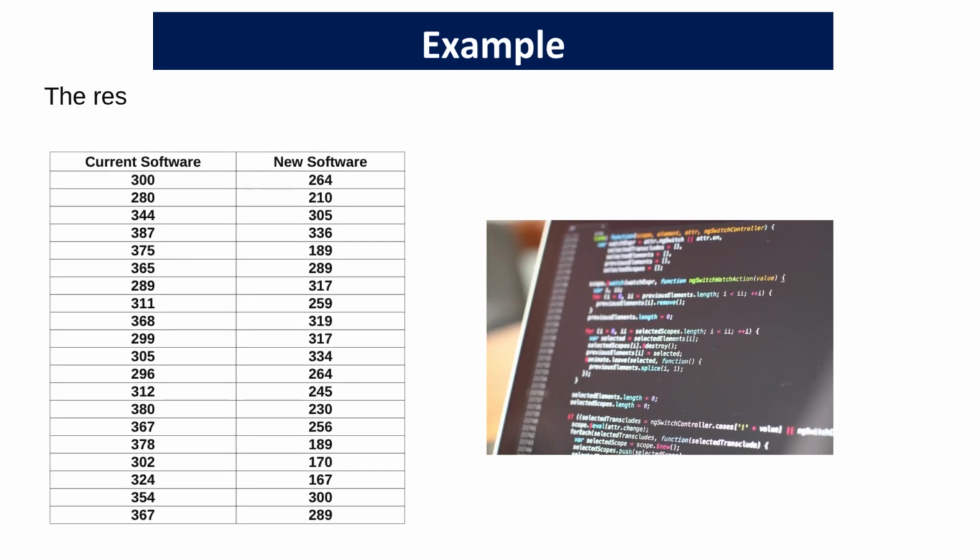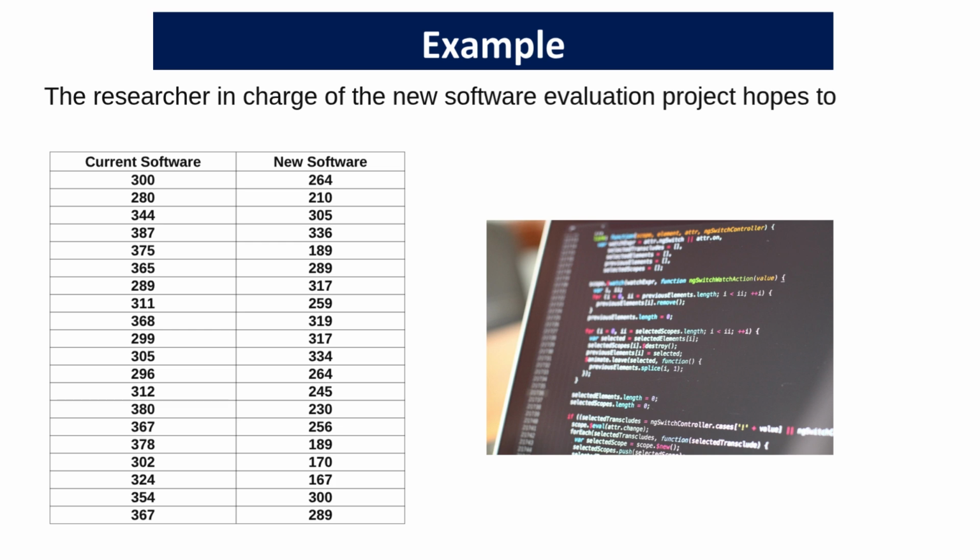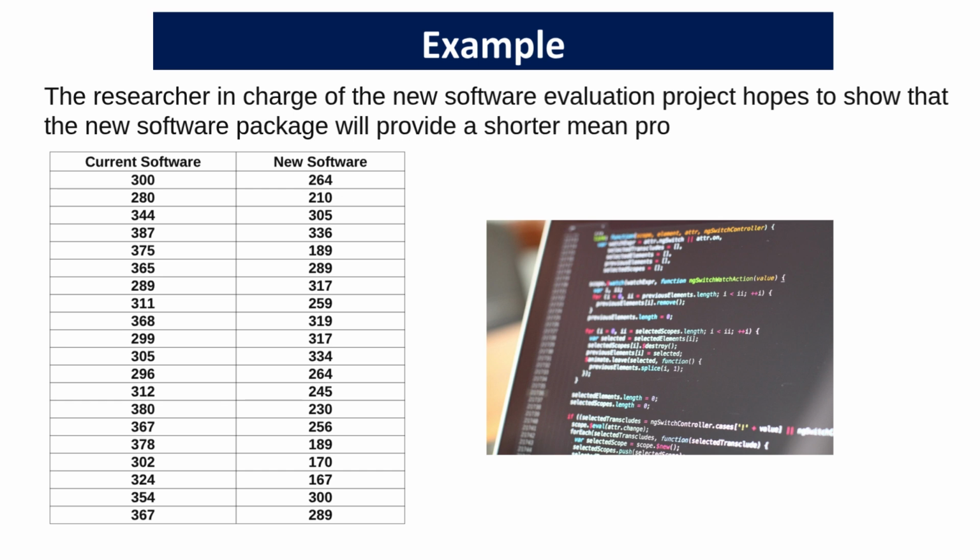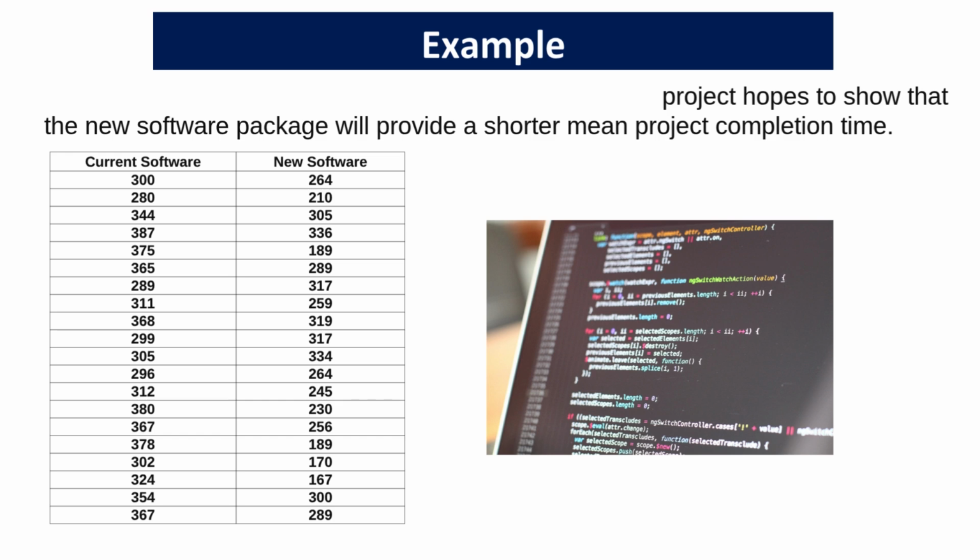The page provided shows an example of a software evaluation project where the researcher hopes to demonstrate that the new software package will provide a shorter mean project completion time compared to the current software. The data is presented in two columns, current software and new software, with various project completion times listed for each. This appears to be the data the researcher will use to conduct the two-sample t-test, to determine if there is a significant difference in the mean project completion times between the current and new software.